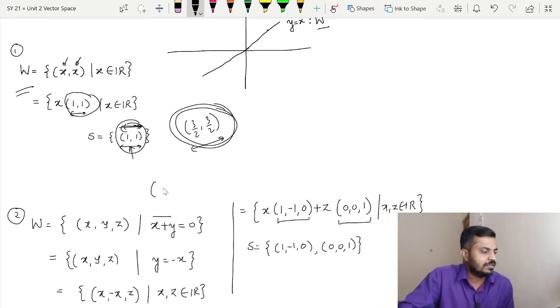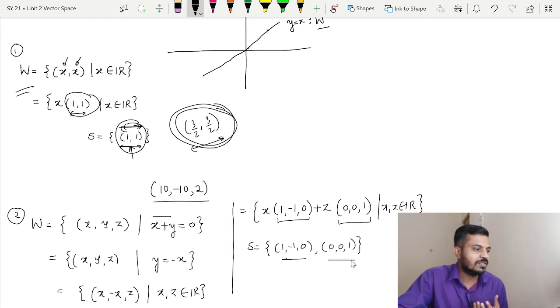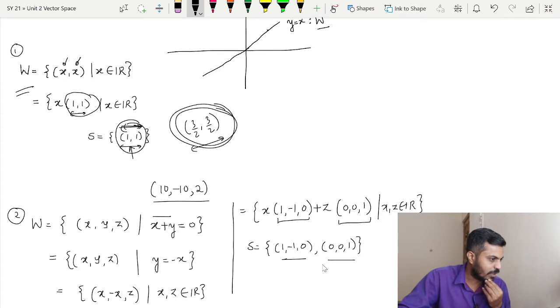So let me say, if I choose my first coordinate to be 10, it is compulsory for us to choose the second coordinate to be minus 10, because the sum of the first two coordinates should be 0, and the third coordinate can be chosen by your choice. So I take it to be 2. So this is an element of W now. Now what we can do is generate this element by using simply these two elements. And how we can generate it, just think for a while. So if I multiply this element by 10, let us say, I will multiply that element by 10.